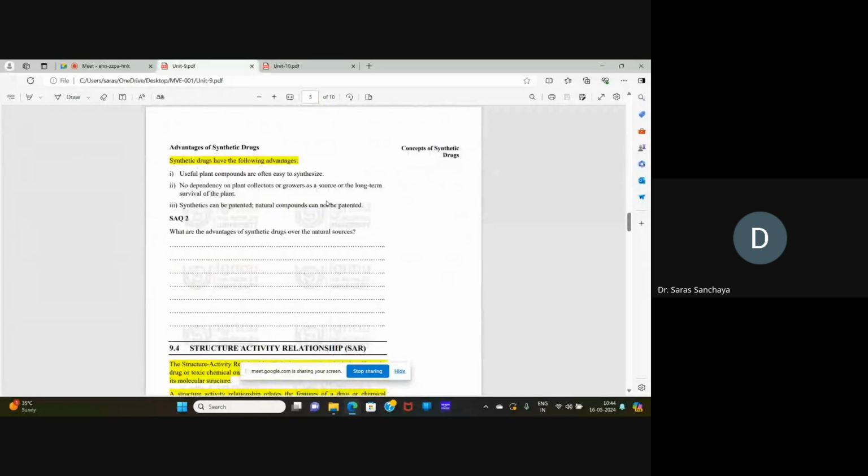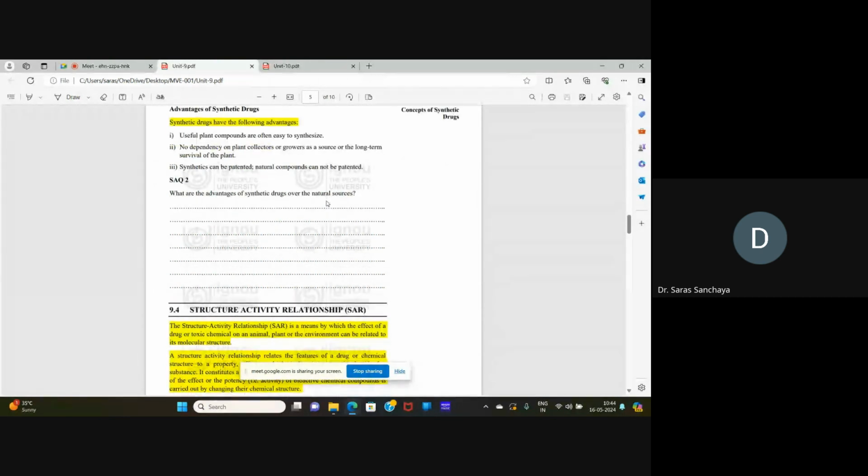Advantages of synthetic drugs. Synthetic drugs have the following advantages. Useful plant compounds are often easy to synthesize. No dependency on plant collectors or growers as a source, or on the long term survival of the plant. Synthetics can be patented, natural compounds cannot be patented. These are some advantages of synthetic drugs.